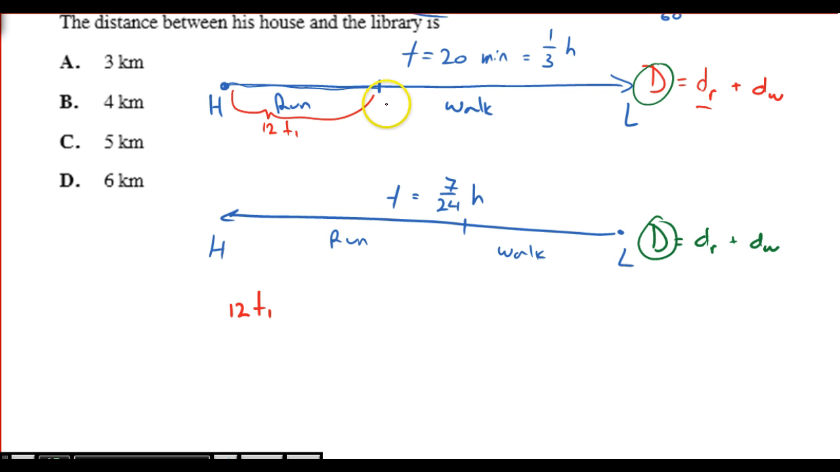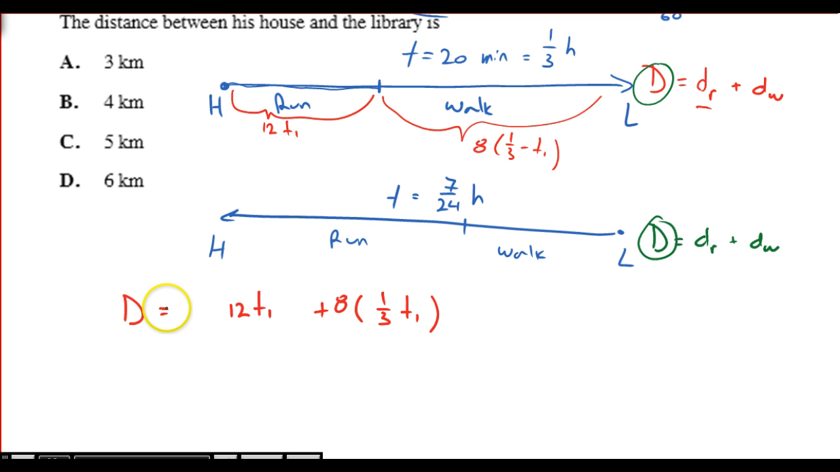On the walking part, he walks at 8 kilometers an hour times the time that he takes to walk, and that's going to be 1/3 minus t1. Because if it takes him t1 hours to run this part, it'll take him the rest of the time to walk it, and the total time is 1/3 of an hour. So that's 8 times (1/3 minus t1). That is the big distance from the house to the library, but that's on the way there.